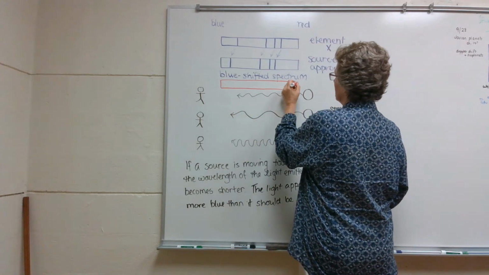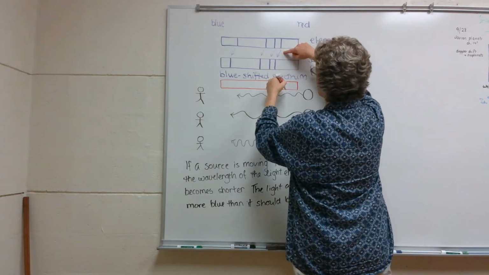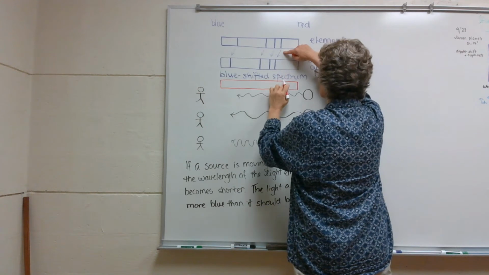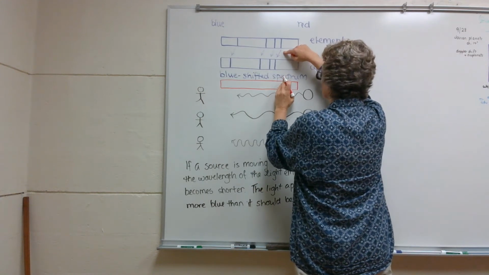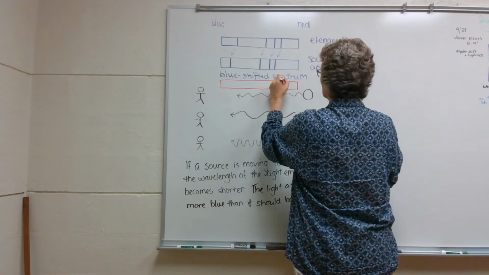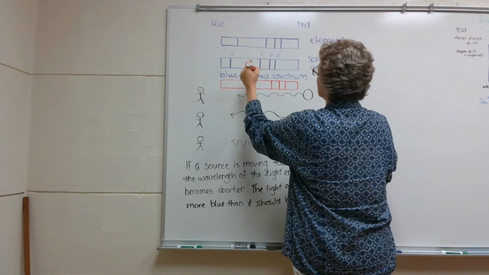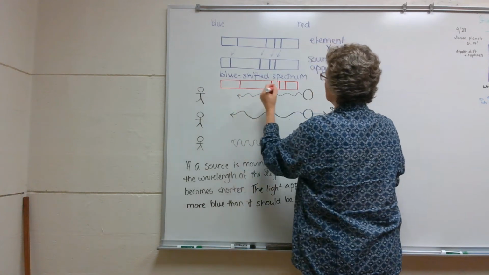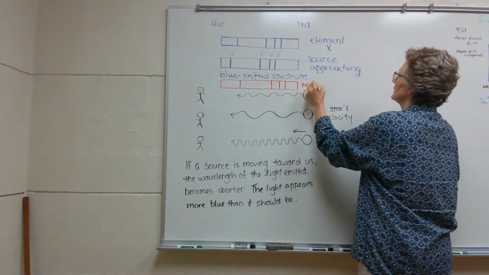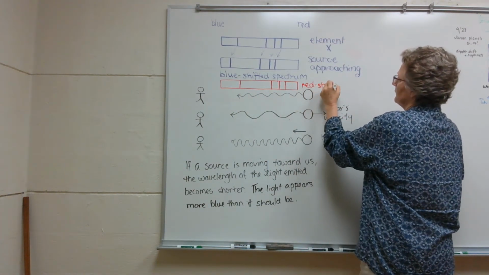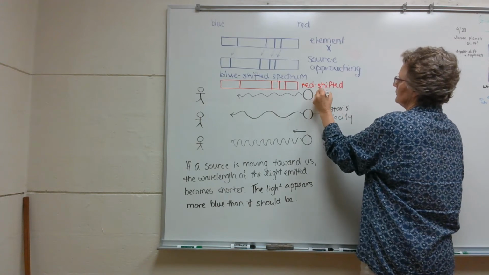Okay. So in this situation, this line will have moved to the right. It's not any more red, by the way. It's just in the red end of the spectrum. And this will have moved to the right. So this is a red shifted spectrum.